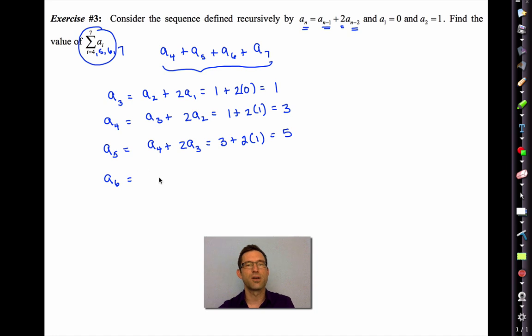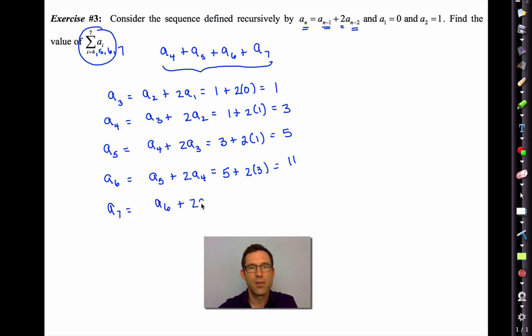Almost looks like the odds here. A6 is going to be A5 plus 2 times A4. A5 is 5 plus 2 times 3 is going to be 5 plus 6 is 11. Well, there busts my odd things. I missed 7 and 9. And I also need A7. A7 is going to be A6 plus 2 times A5. So that's going to be 11 plus 2 times 5. 11 plus 10 is 21.